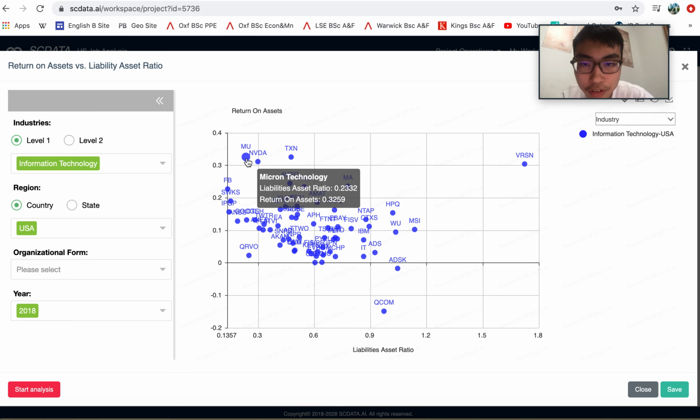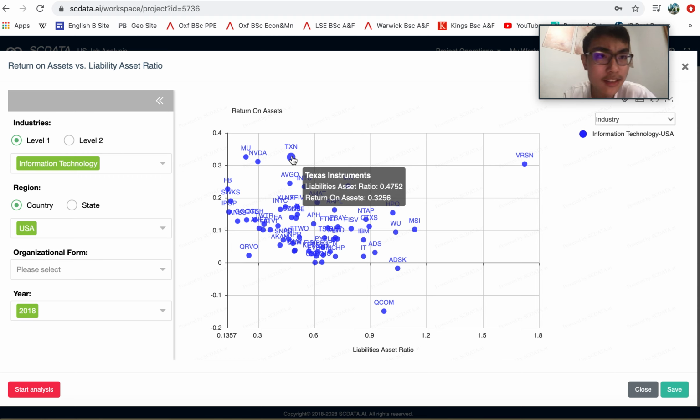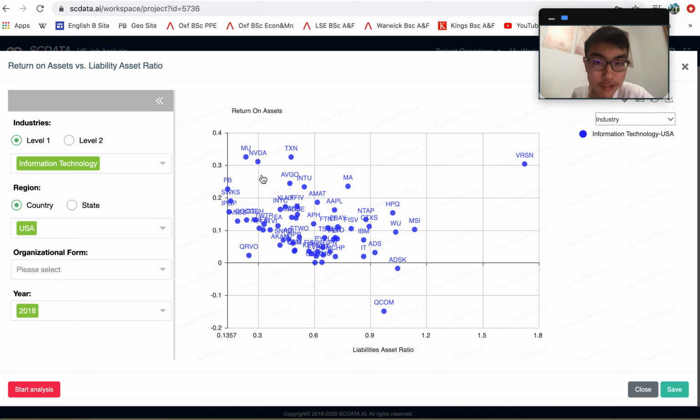For instance, NVIDIA and Micron, again, Texas Instruments. These companies are borrowing less money, but they're generating a high profit based on the assets. So based on this graph, these companies are competitive, these companies are optimistic, these companies have a high potential. Yeah, so this is basically how we interpret this graph.